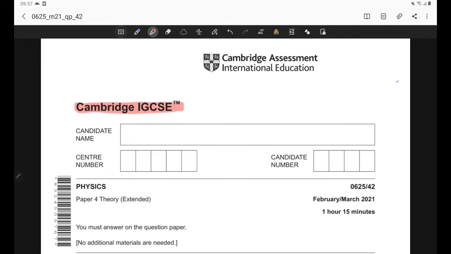Cambridge IGCSE, February-March 2021, Paper 42.